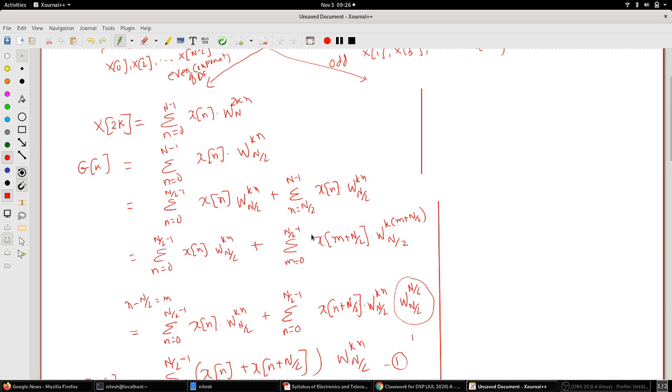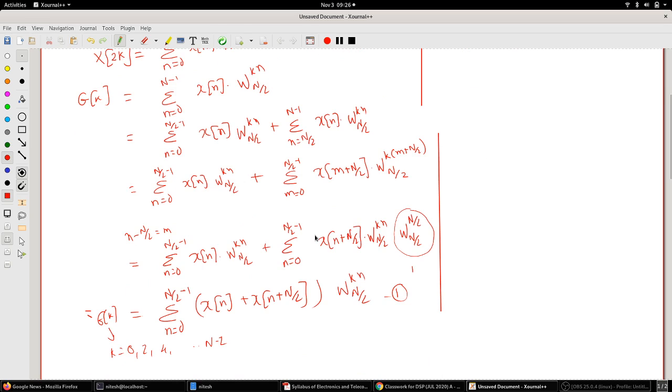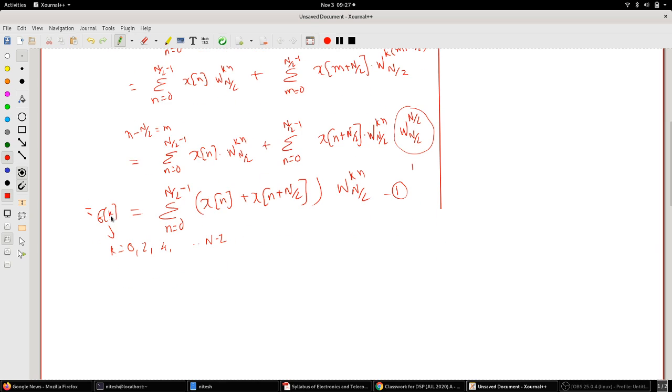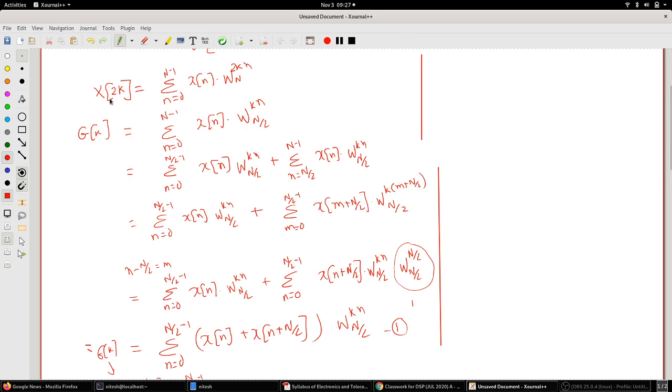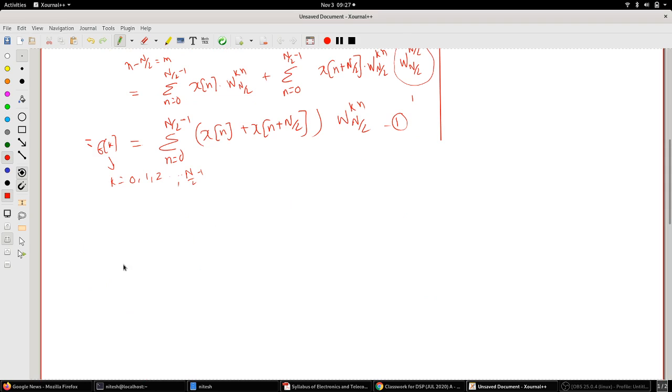Okay, now here I'll correct just one mistake, these k values are actually 0, 1, 2 till n by 2 minus 1. Why? Because when you put these k values here, you are getting components of x of 0, x of 2, x of 4 till x of n minus 2. Okay, this is what you are getting actually.